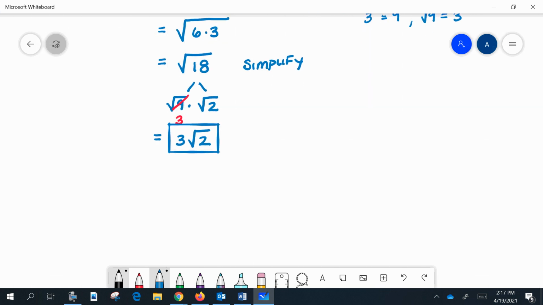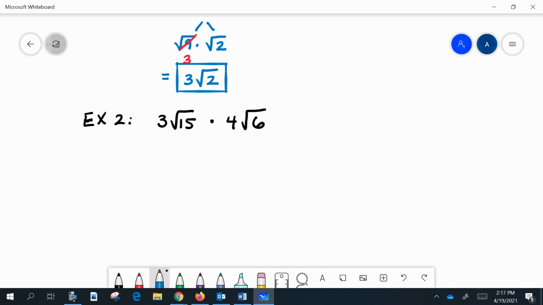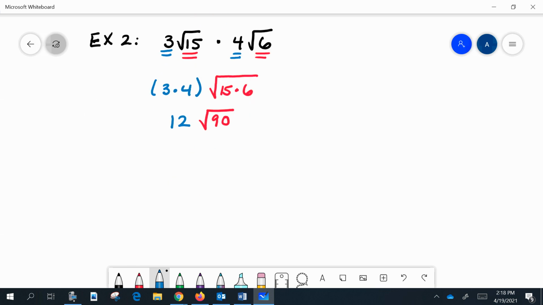Okay? So let's do something like this. Let's suppose we take 3 square root of 15 times 4 square root of 6. All right? Well, what we can do is multiply the two whole numbers, 3 times 4, and get 12. Then we can multiply the two radicals together and condense it into a single radical, the square root of 15 times 6. Well, when we do this, we get 12 times the square root of 15 times 6, which is 90. So this looks great so far. So all we need to do now is simplify 12 square root of 90.